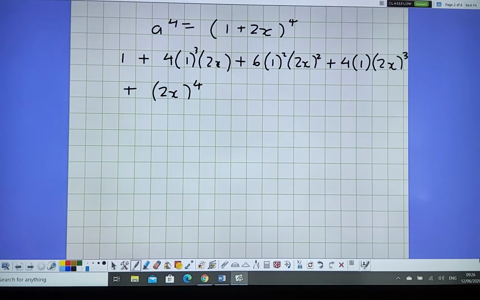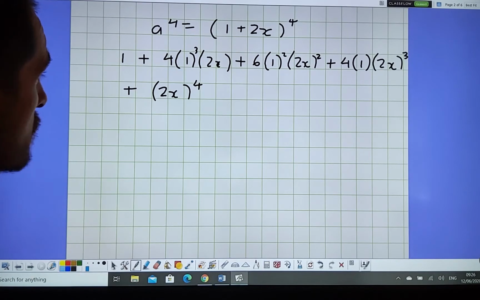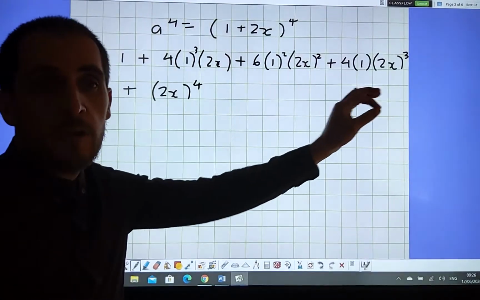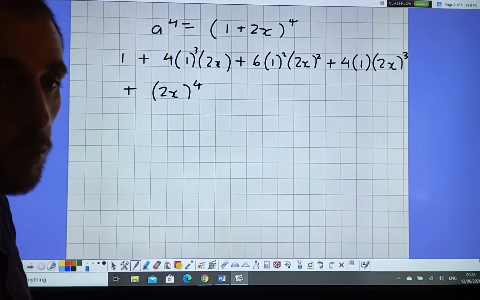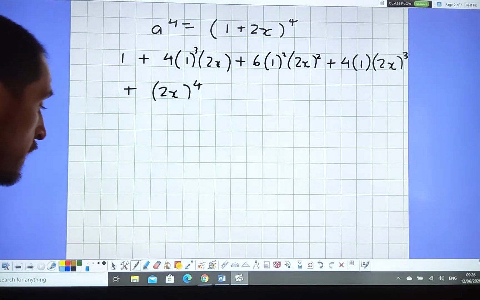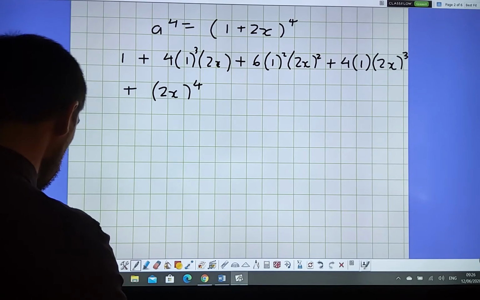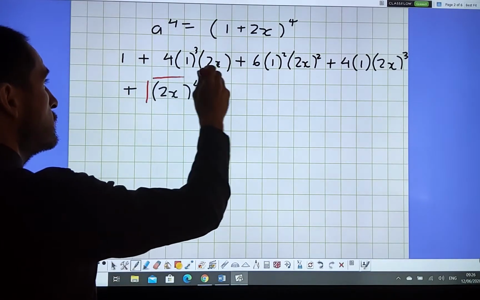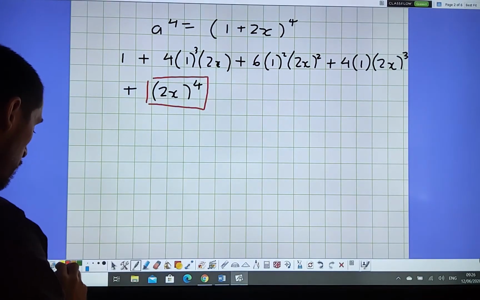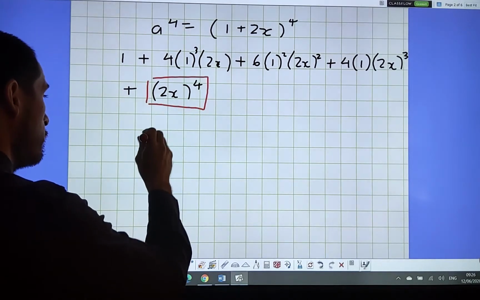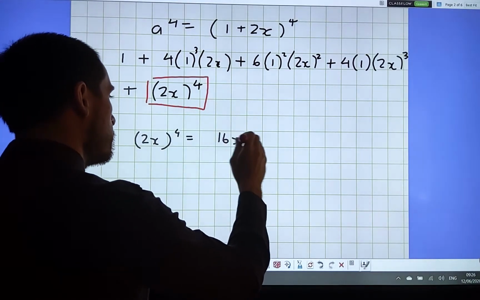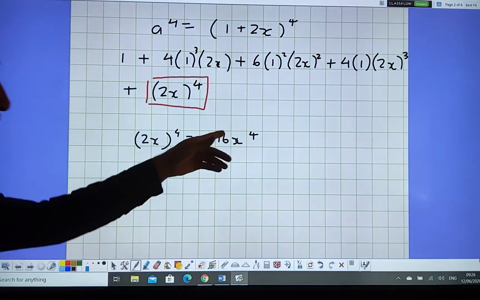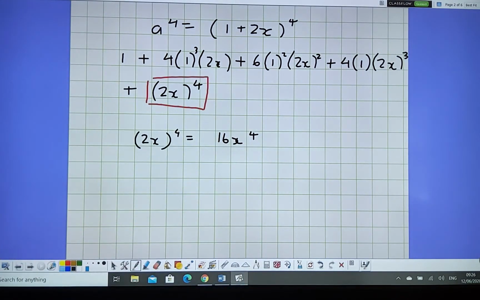And if we multiply that out, the only one I care about is where I've got x to the power of 4. So don't worry about the rest, because the question asks what the coefficient of x to the power 4 is. The only one that matters to me is this part here, which is (2x) to the power of 4, because when I work that out, (2x) to the power of 4 is equal to 16x to the power of 4. So that's my first part, 16. That's one of the numbers.